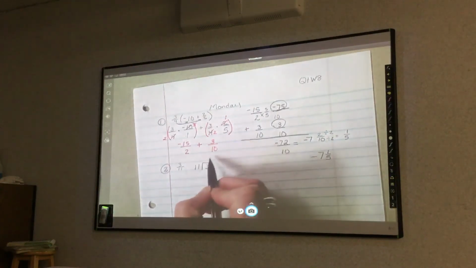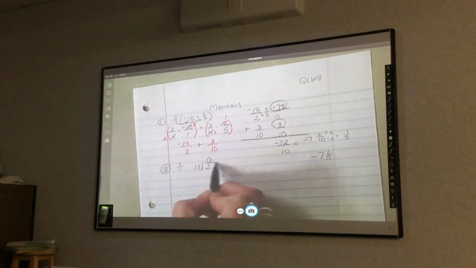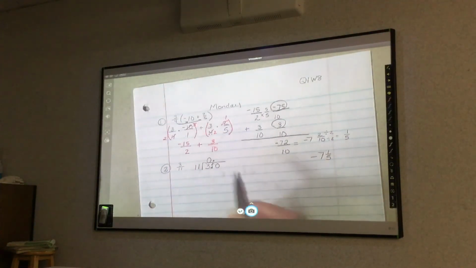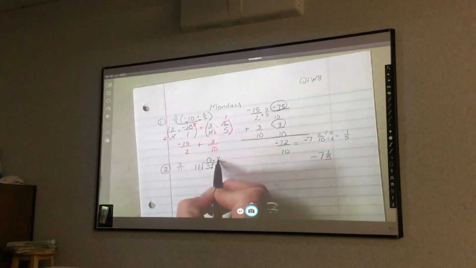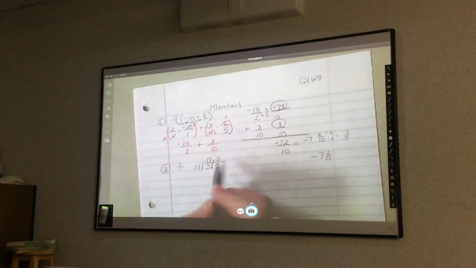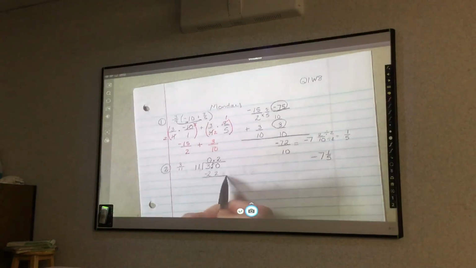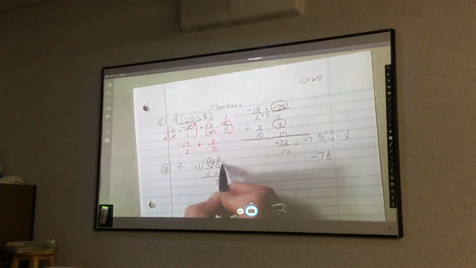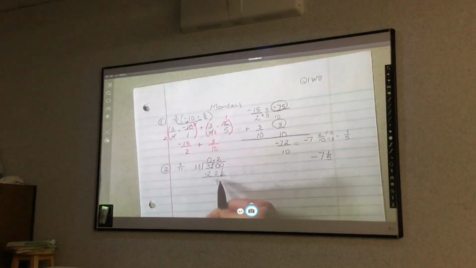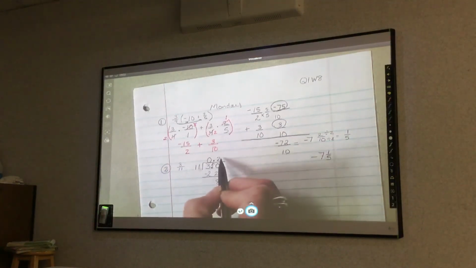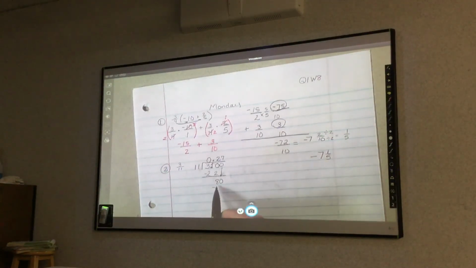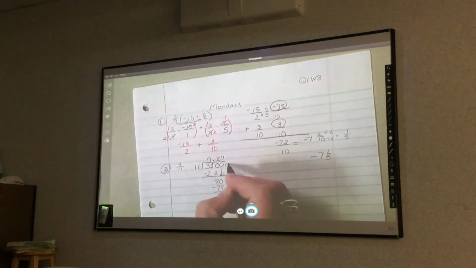11 does not go into 3. So add a decimal, bring it up, add a 0. 11 goes into 30 twice, because if it was 3, it'd be 33. So it's 22. 8 left. Add a 0. Bring the 0 down. 11 goes into 80 7 times, which is 77. 3 left. Add a 0.